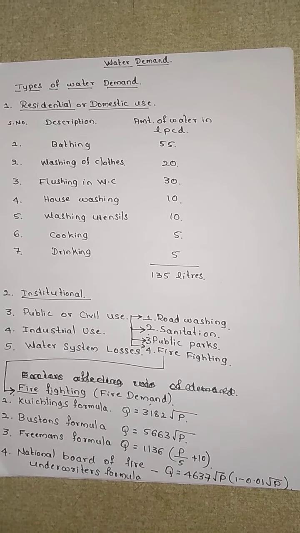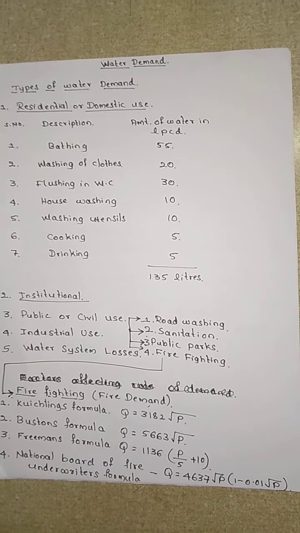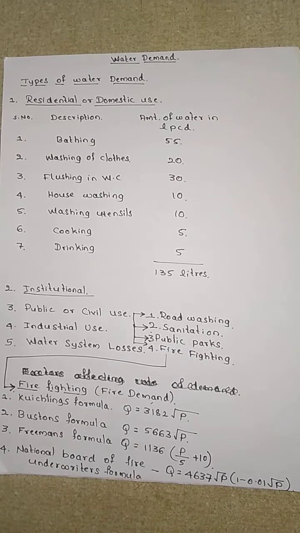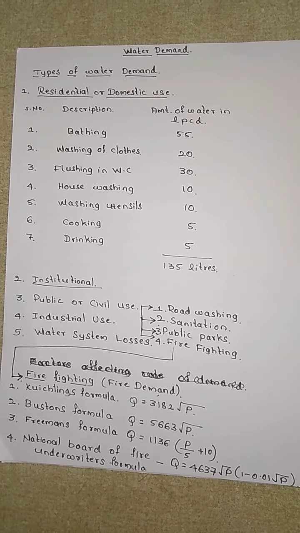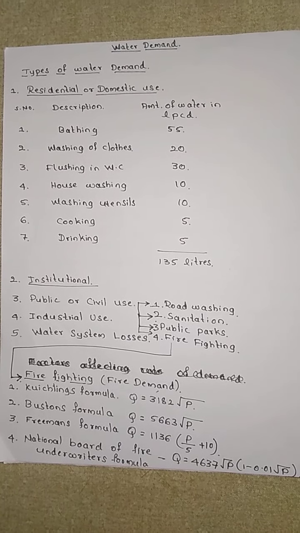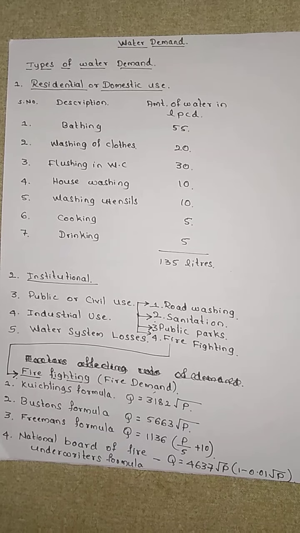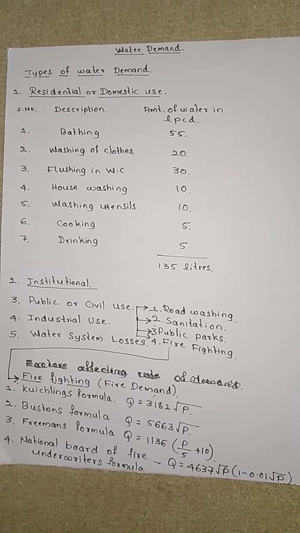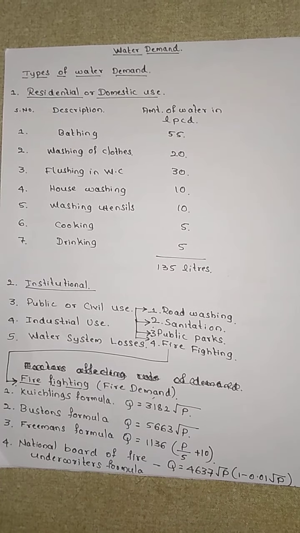water, the help of water. Might be in a residential area, might be in an institution, might be public or civil, might be industries. There are different areas where we cannot imagine our life without water. So water has become a very essential and most important part of our life. So whenever we need to have water, we need to understand what the different types of water demand are.